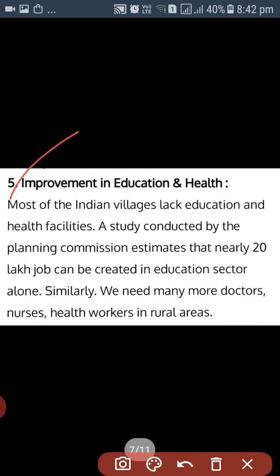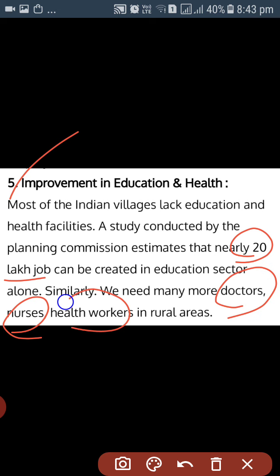Next is the improvement in education and health. Most Indian villages lack education and health facilities. The Planning Commission conducted a study that shows nearly 20 lakh jobs can be created in the education sector alone. Similarly, we need more doctors, nurses, health workers. So opportunities should be provided in rural and urban areas, so that good education and health are enhanced or improved.